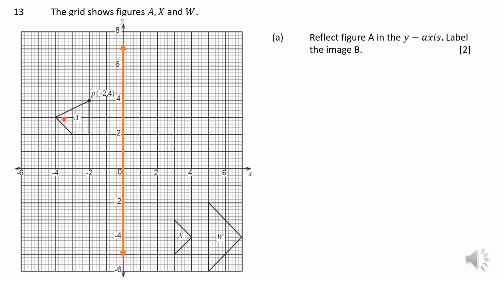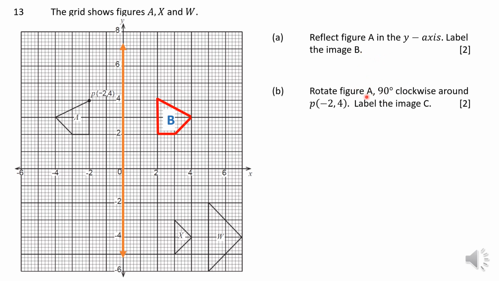How far is this point from the mirror line? It's 1, 2, 3, 4. So its reflection will be 1, 2, 3, 4, and so on. That is what the shape is, and that is where you draw it. The reflection is very easy and straightforward, and you label it B.